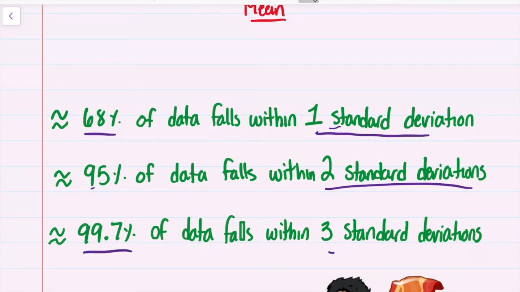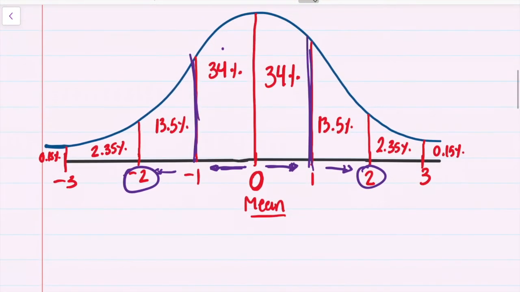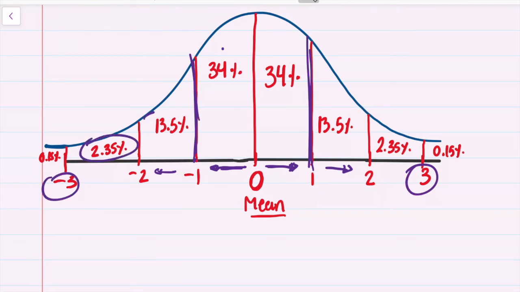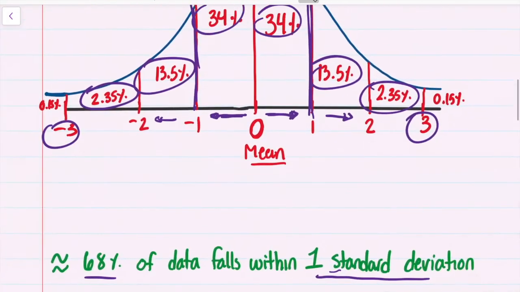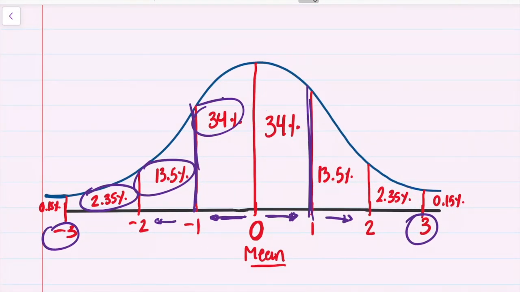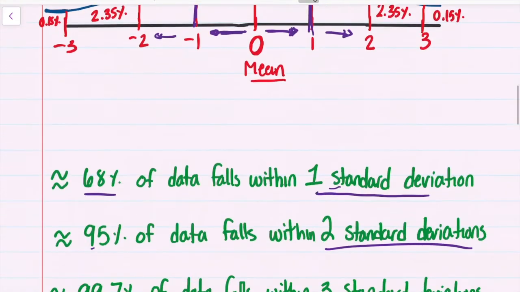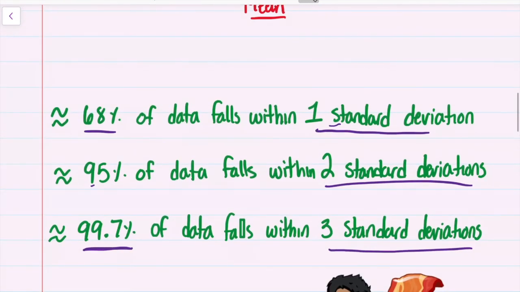99.7% falls under 3 standard deviations. So if you were to go all the way to 3 and added all of these percentages, you would get 99.7. And at that point, yes, there are more standard deviations, but since you already have 99.7, a lot of people say that's good enough.